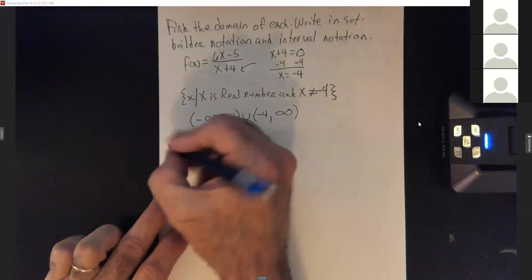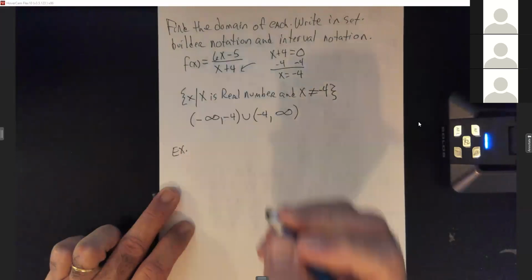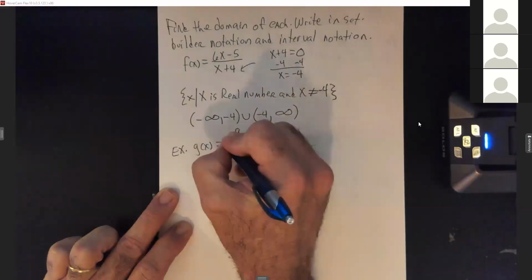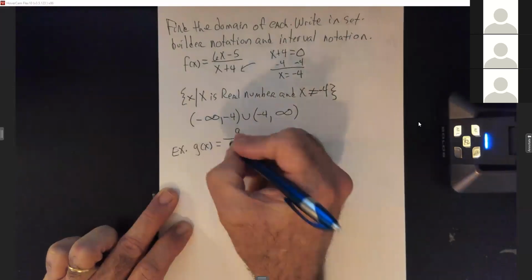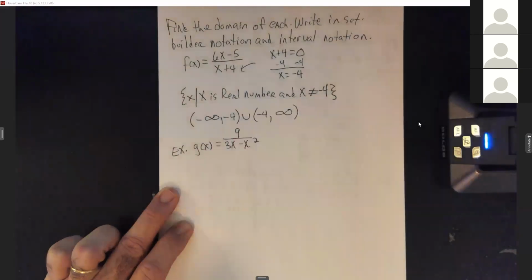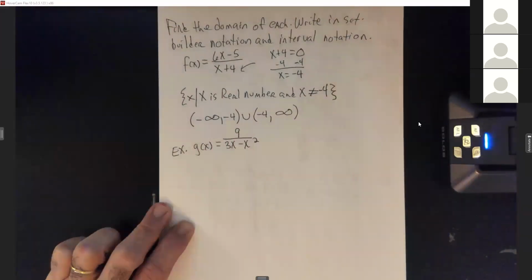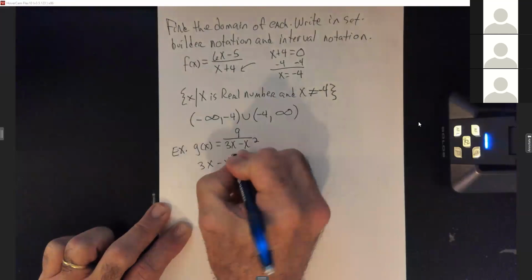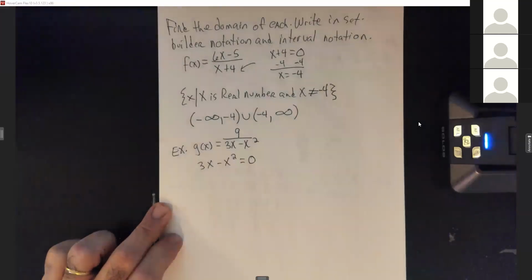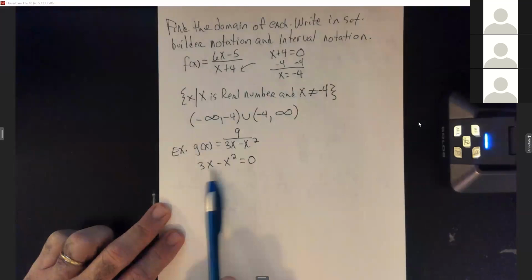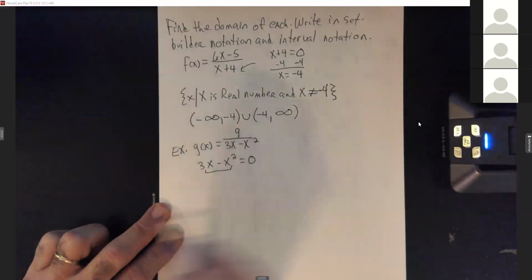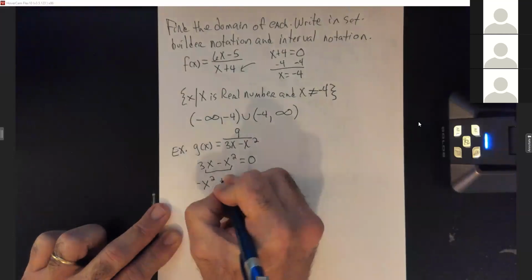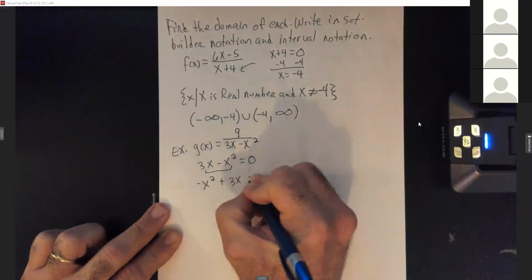So here's the next one. We got g of x equals 9 over 3x minus x squared. You also do the same thing, take that bottom, set it equal to 0. Now what I'm going to do on this one, I'm going to rearrange it and put the x squared first so that I got a negative x squared plus the 3x equal to 0.